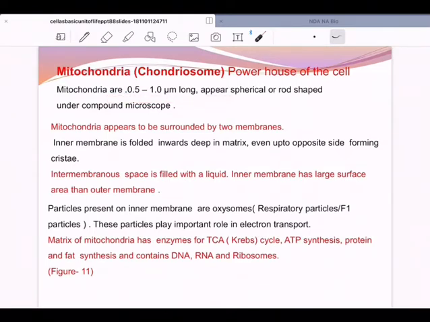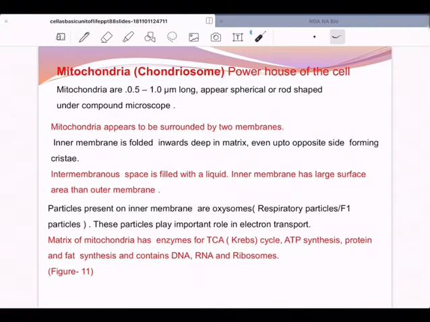And mitochondria are spherical or rod shaped, and they are surrounded by two membranes, that is the outer membrane and the inner membrane. The characteristic of mitochondria is that the inner membrane gets inward, deep into the matrix. Matrix is the liquid present inside the mitochondria. These extensions form what is called cristae, finger-like structures.